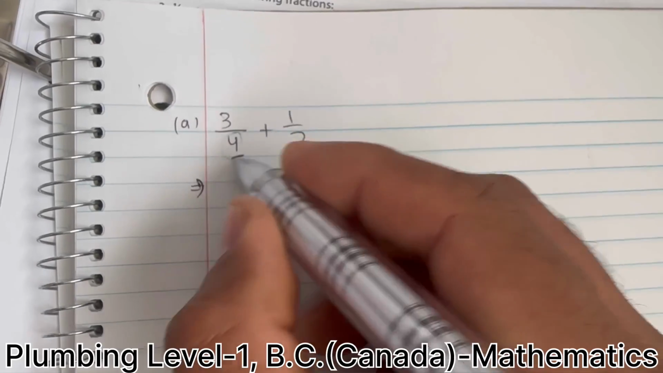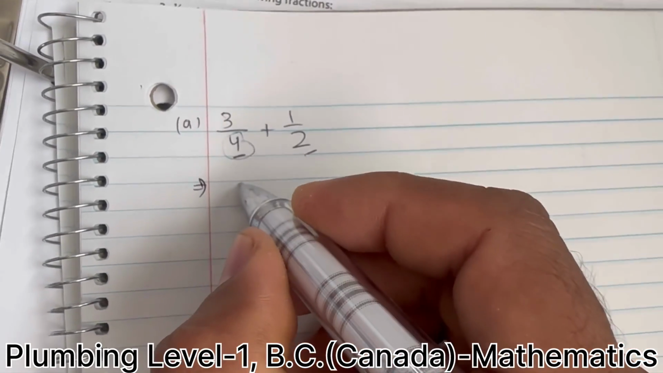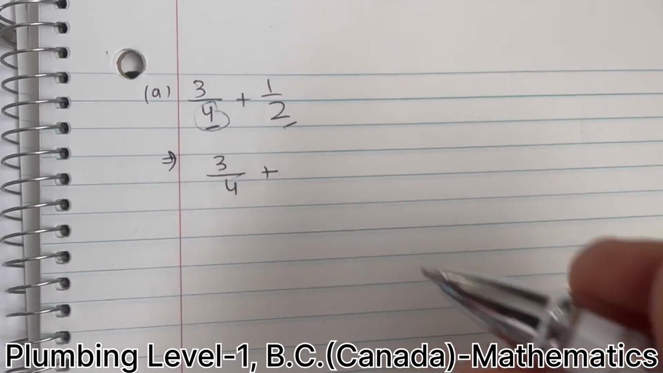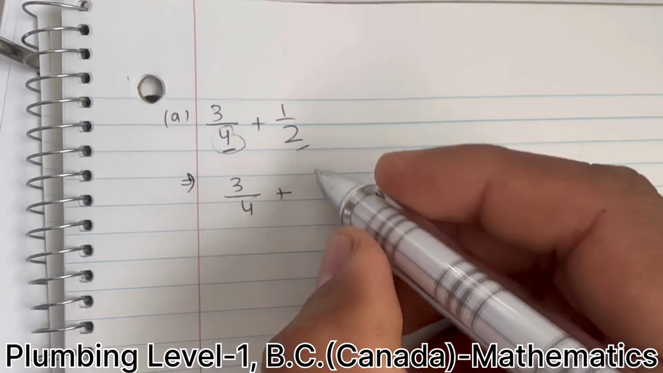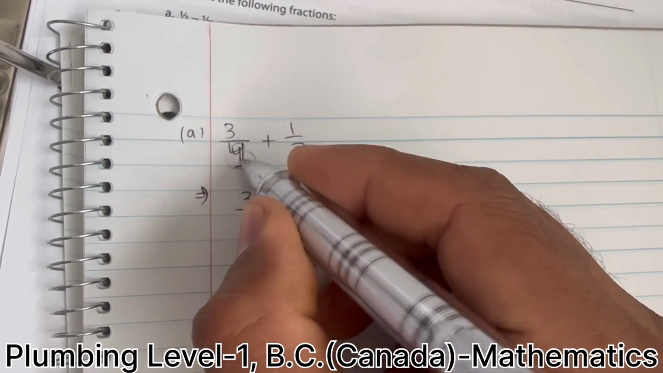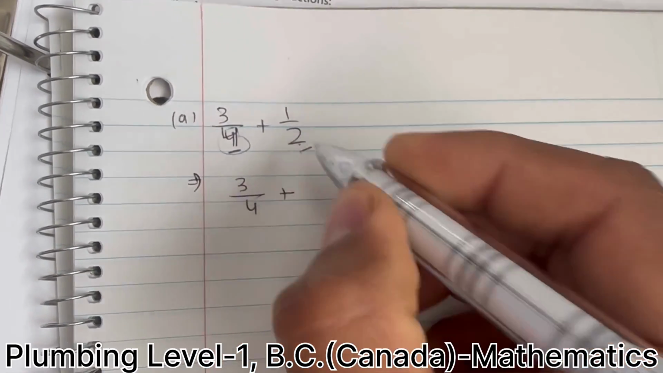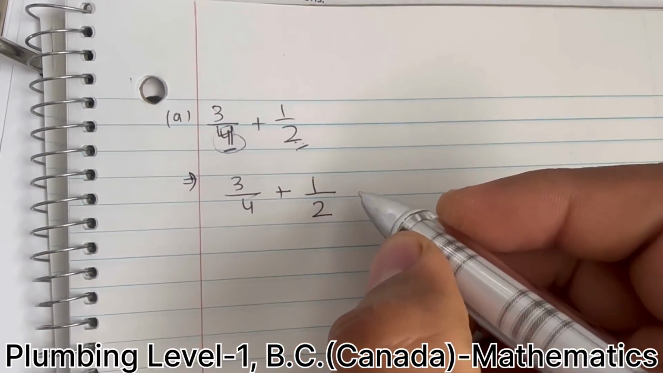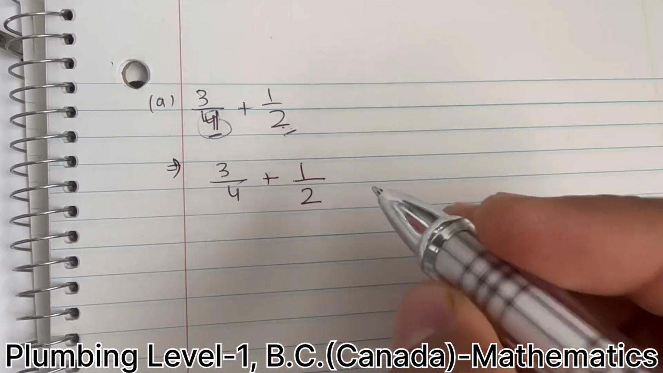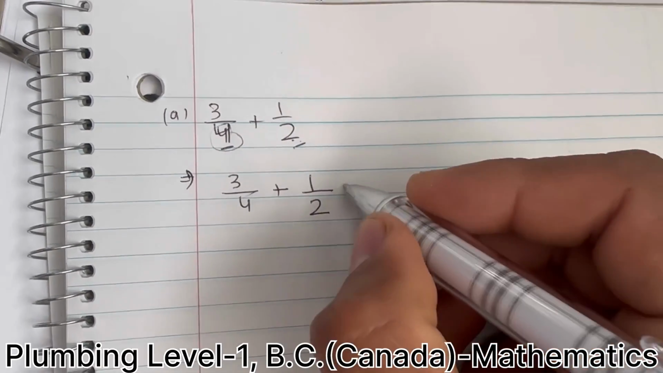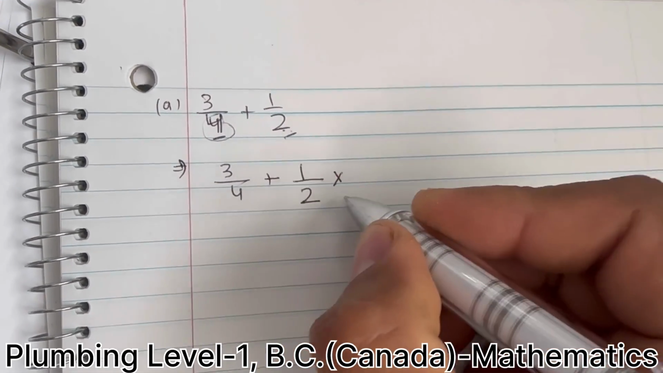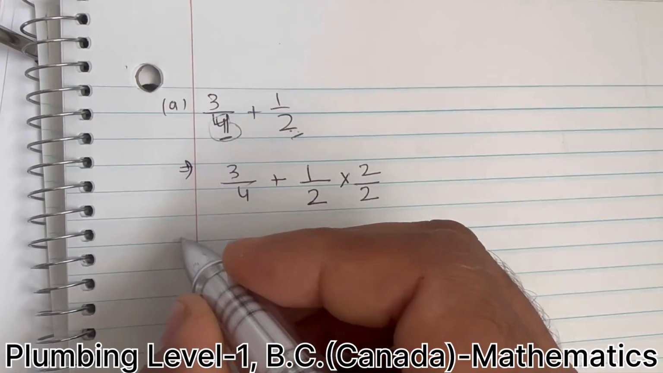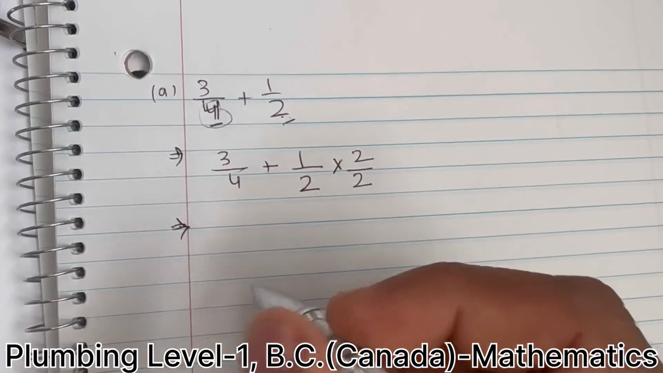So this is the bigger and this is smaller. To make the denominator the same, so we can take one common number, we have to multiply. This is 4, and to make this 4 we have to multiply. Anytime we multiply the denominator, we have to multiply the numerator by the same number. So to make this 4, we're going to multiply this by 2, and then 2 for the numerator as well.